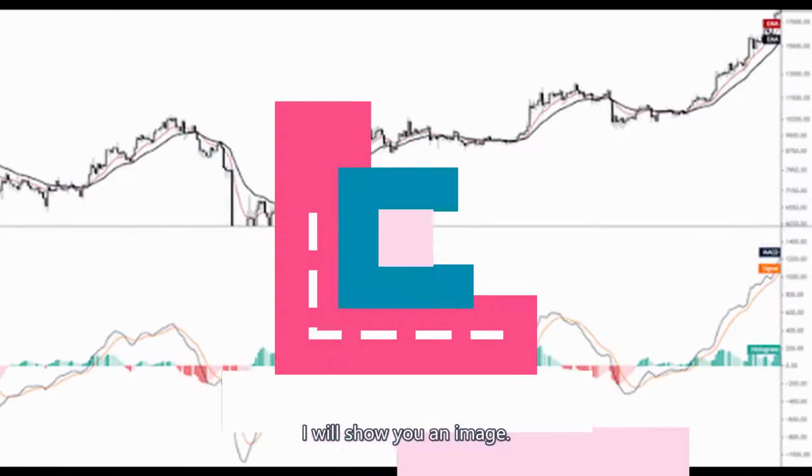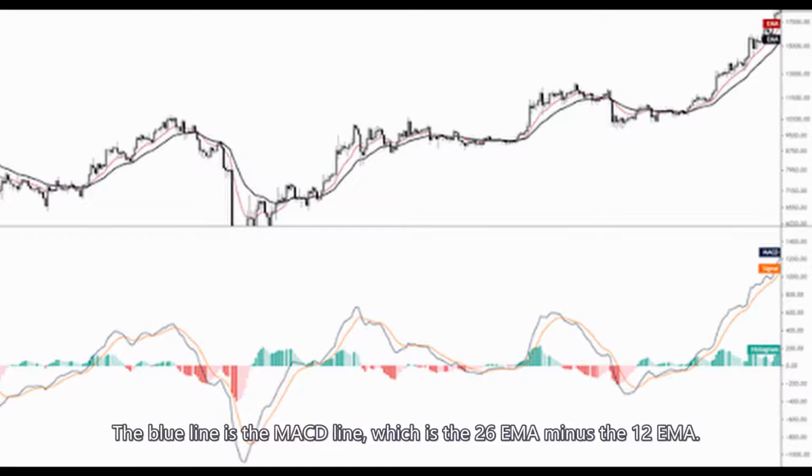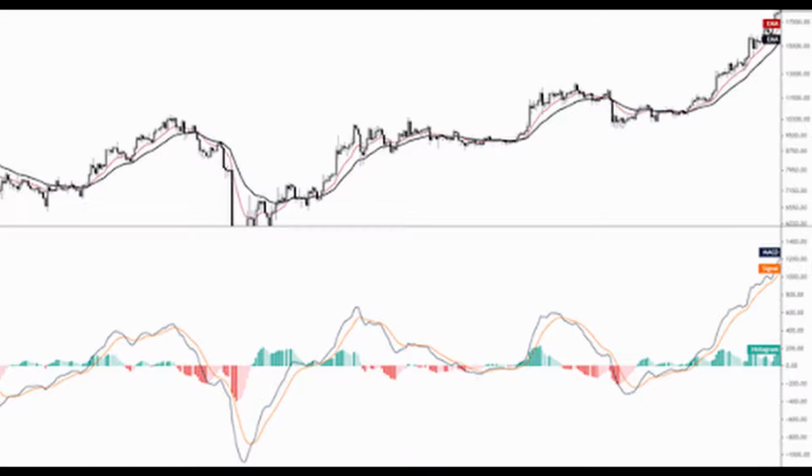So I'll show you an image. We have a Bitcoin chart with the 12-period EMA plotted in red and a 26-period EMA plotted in black. At the bottom of the chart, you can see the MACD indicator. So the blue line is the MACD line, which is the 26-period minus the 12 EMA. So this value is then plotted to give us a representation of how far the moving averages are spaced apart. The idea is that a trend that is picking up in momentum will result in the moving averages diverging from each other, so they're spreading apart. And the opposite for a trend that is losing steam, so they'll be converging together.